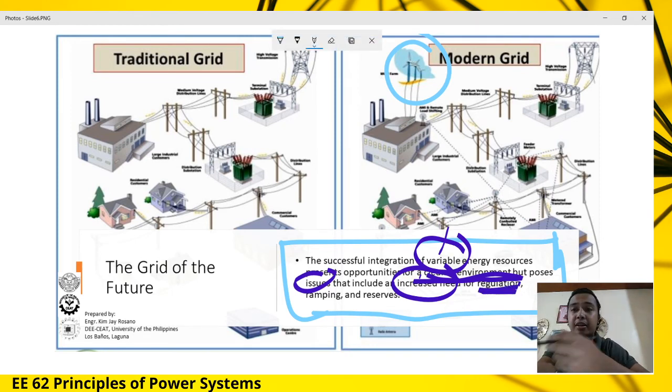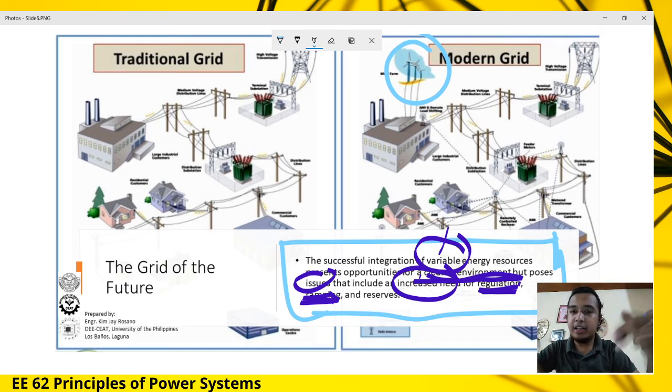Paano natin siya i-regulate? Ramping, ramping is biglang bumaba yung aking supply. How do you ramp up? Biglang bumaba yung aking demand. How do you ramp down? Well, ramping down is not really hard kasi you just have to switch off the supply, but ramping up is hard kasi hindi basta-basta makakapagpasok ka ng power into the grid.